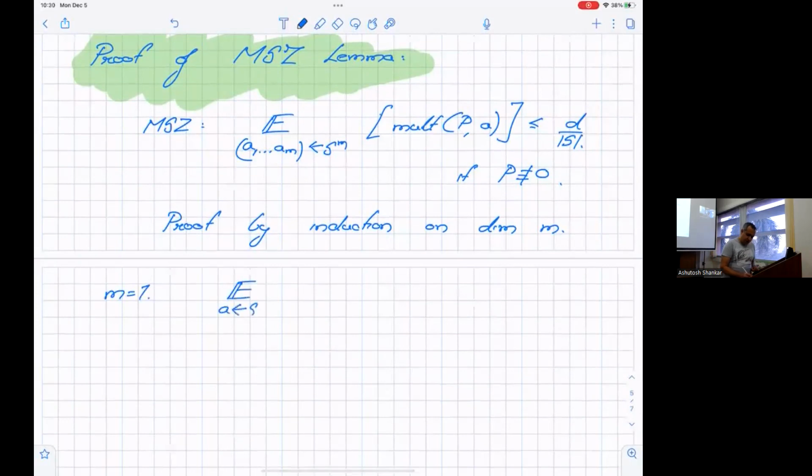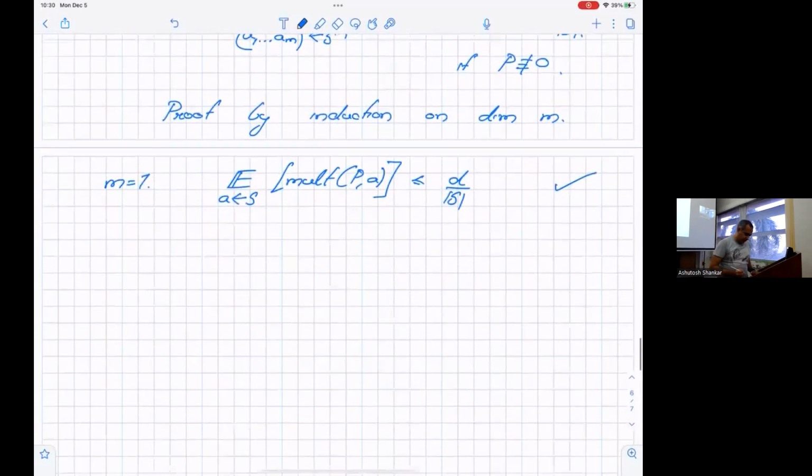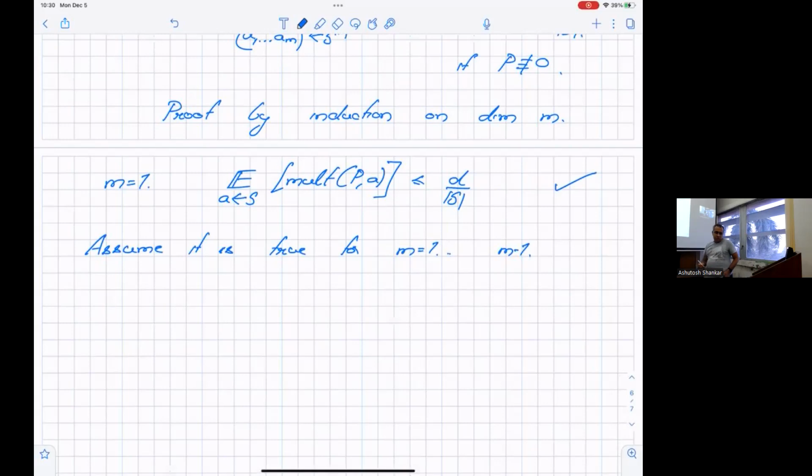Now, the m equals 1 case should be easy. This is just measuring the multiplicity at A for S. This is certainly at most D over the size of S. That's because if you sum the multiplicities across different points, the sum can be at most D. Therefore, the average is at most D over the size of S. The m equals 1 case is done. So let's assume it's true for m equals 1 all the way up to m minus 1, and let's prove it for m. So we write the polynomial P of X.